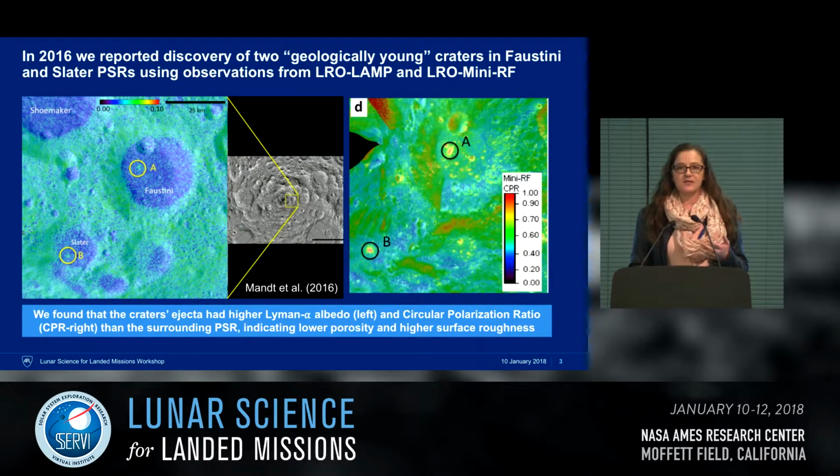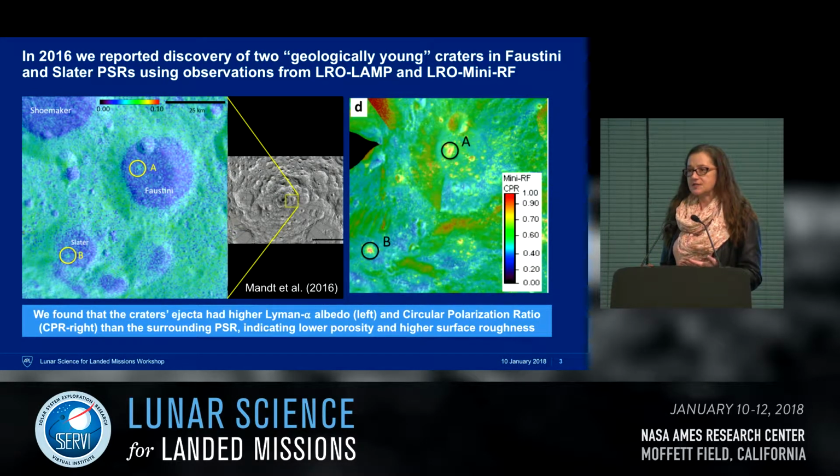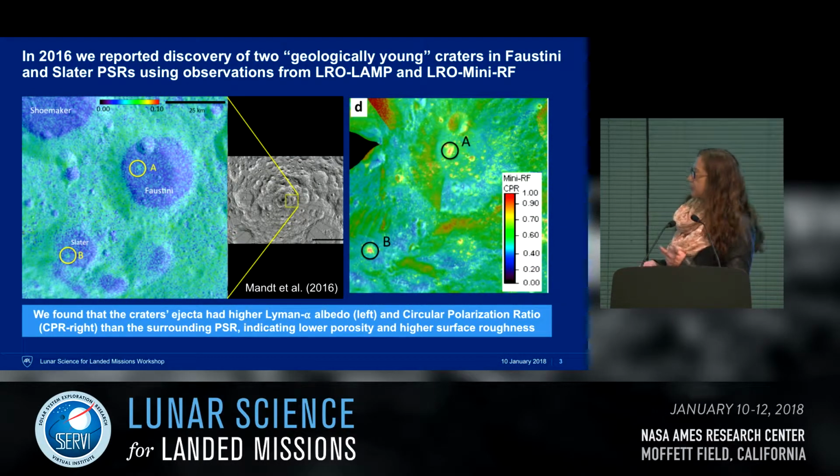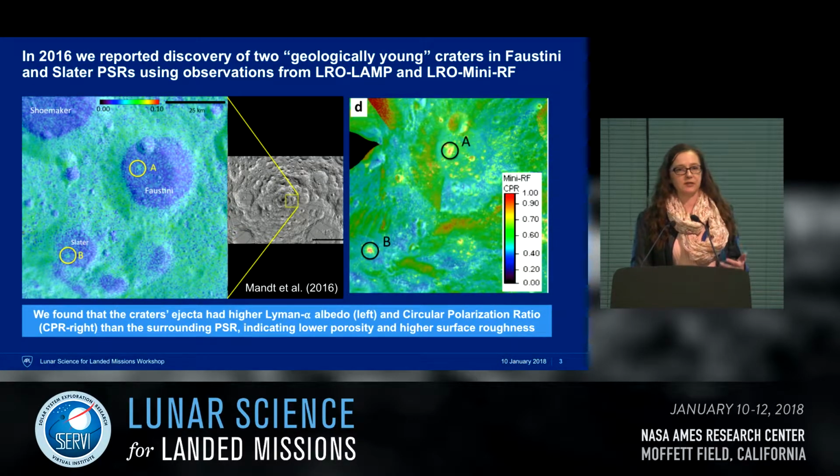Now, LAMP is not like LROC. LROC is able to discover fresh craters by looking at older images and newer images that were taken under similar lighting conditions and seeing a crater in the newer image that wasn't there before. We are not able to do that with LAMP because we are photon starved. We have to take several orbits and sum over those orbits in order to make these maps like we're showing here, which is the Lyman alpha albedo of the South Pole of the moon, and the darker regions are the permanently shaded regions.